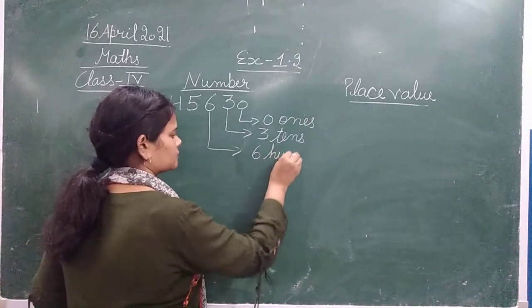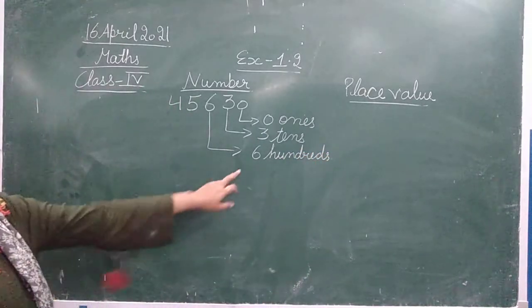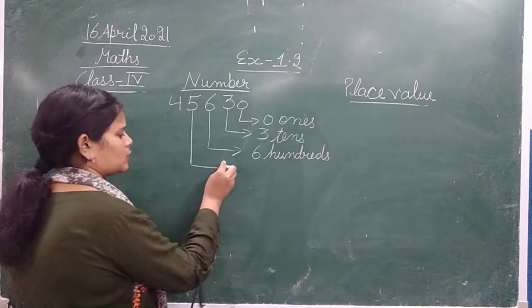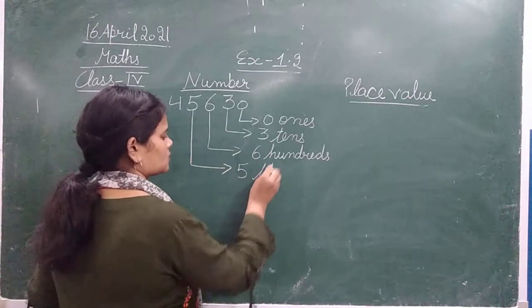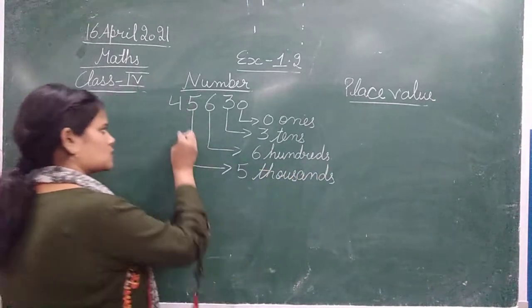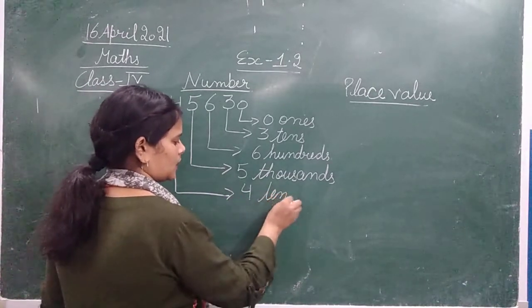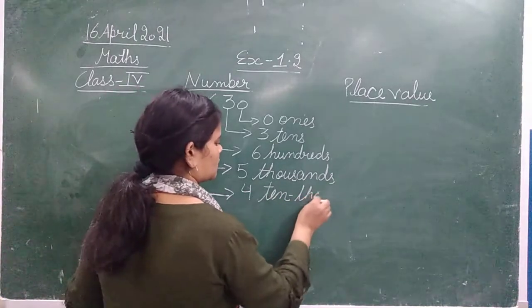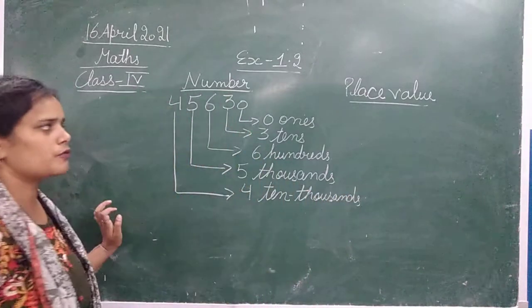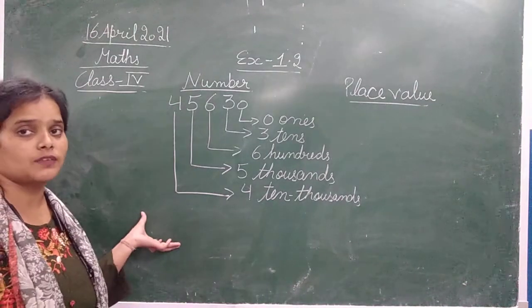100s. Okay, so I'm writing the place value of each of the following digits. 6 is placed at hundreds. Then 5 is at which place? The place value of 5 is thousands. And next is 4. The place value of 4 is 10,000. So these are the place values of the given number 45,630.